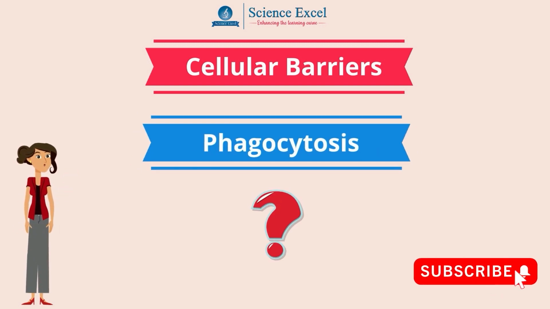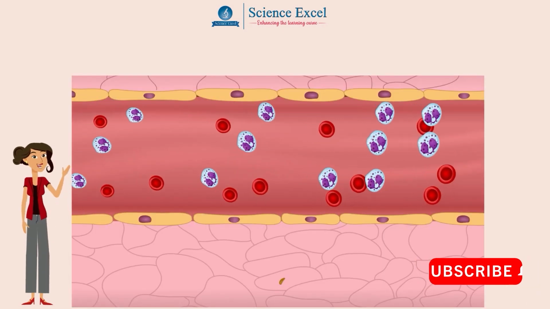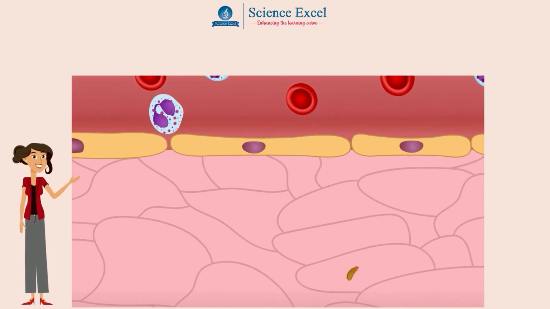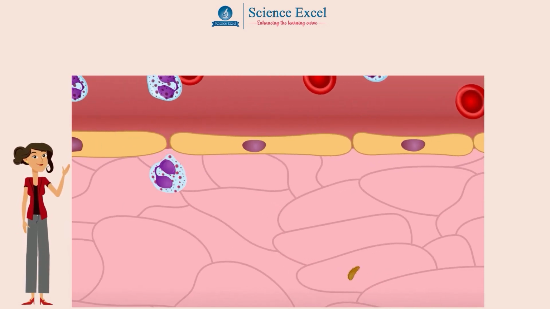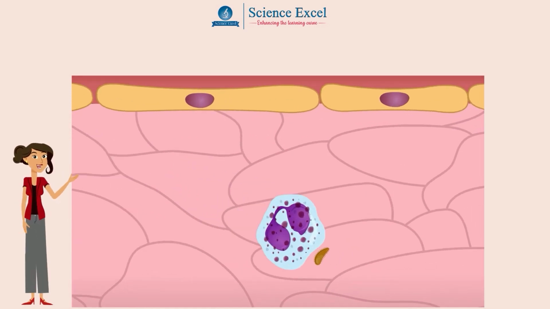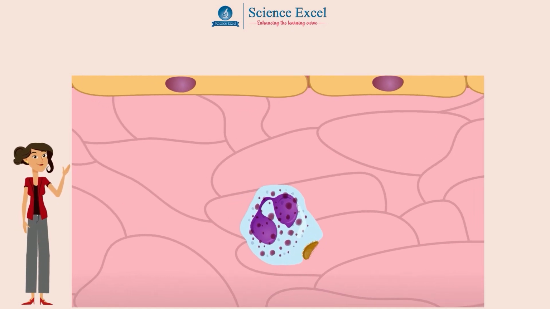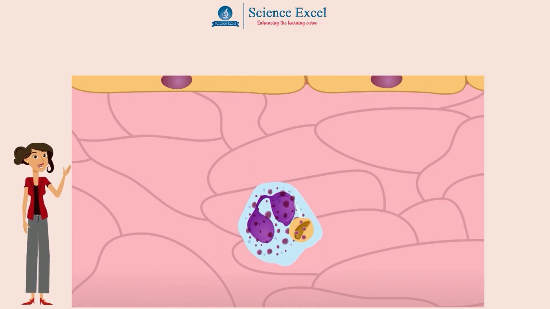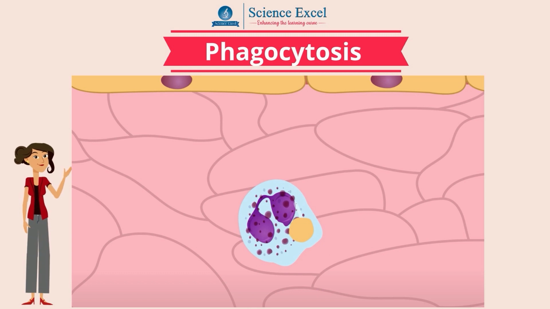So what is phagocytosis? A phagocyte can move and escape from the blood capillaries into the tissues by squeezing between the cells of the capillary walls. The phagocyte collects at the site of an infection, extends its cell membrane to engulf or surround the pathogen, ingesting and digesting it. This process is called phagocytosis. In this way, they prevent the spread of infection through the body.